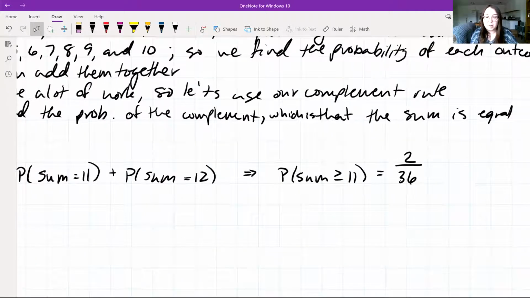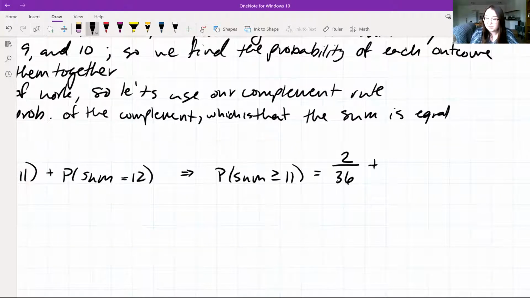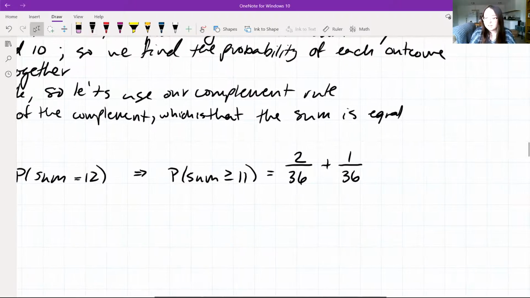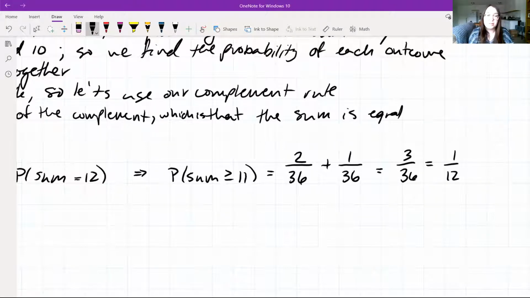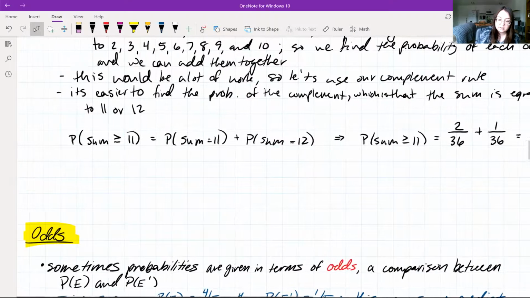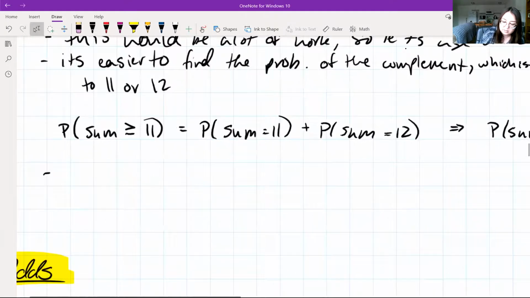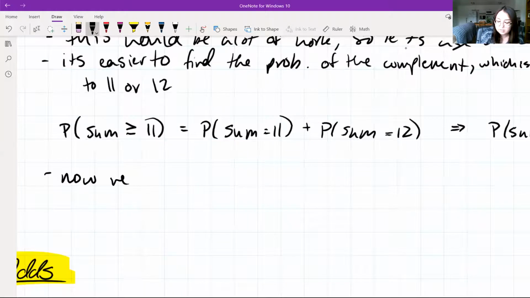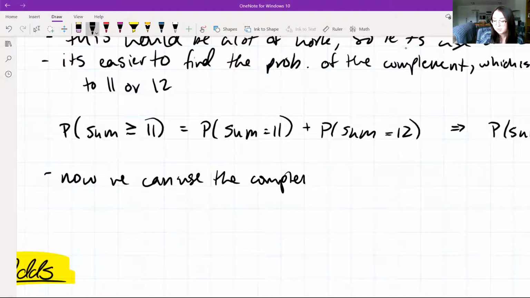Then we have the probability that the sum is equal to 12. Well, there's only one case of that, 6 and 6. So it's going to be 1 out of 36. And when we add these up, this gives us 3 out of 36, or 1 out of 12. And now we can use the complement rule.